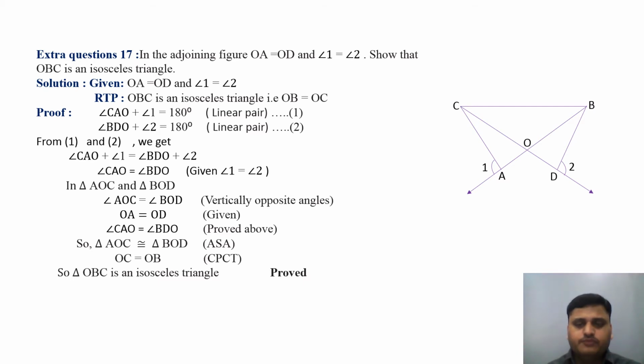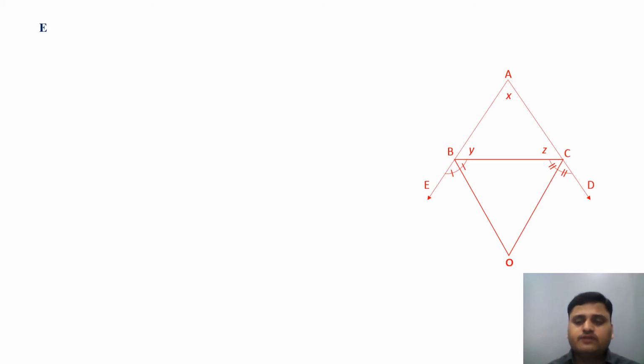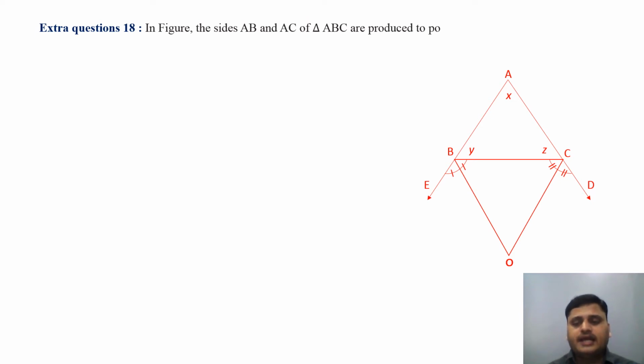Now, this is a very important question that we are going to discuss, because this type of question can be asked in the paper also. So let's discuss. This is the extra question that we are going to do, extra question number 18. Now let's have a quick understanding of this figure and what is given in it. The sides AB and AC of triangle ABC are produced to points E and D.